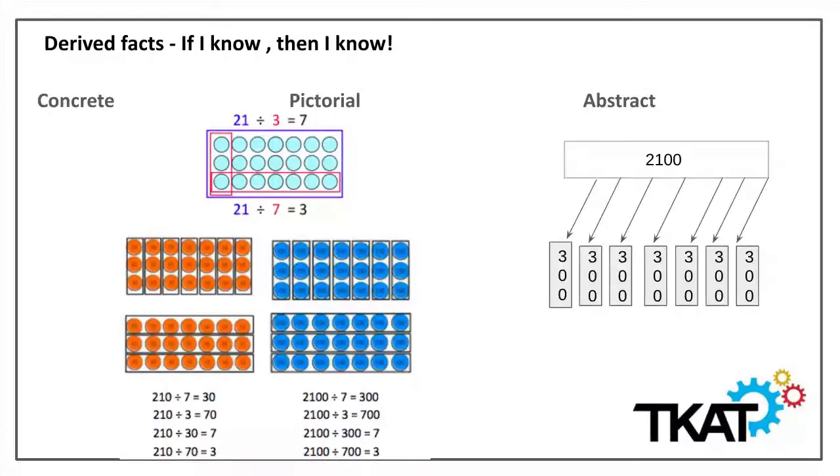In this example, they are using what they already know. If we know that 21 divided by 7 is 3, and 21 divided by 3 is 7, we also know that 210 divided by 7 is 30, and 210 divided by 3 is 70, and so on. It's really important here that the children start with, if I know, then I know. It should be clear that the larger number goes first, and they will be able to describe this because of their understanding of number.